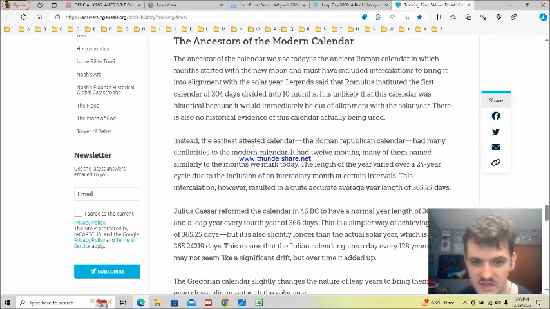Instead, the earliest attested calendar, the Roman republican calendar, had many similarities to the modern calendar. It had 12 months, and many of them were named similarly to the months we mark today. The date of the year drifted over a 24-year cycle due to the inclusion of intercalary months at set intervals. This calculation, however, gives an average year of 366 and a quarter days.